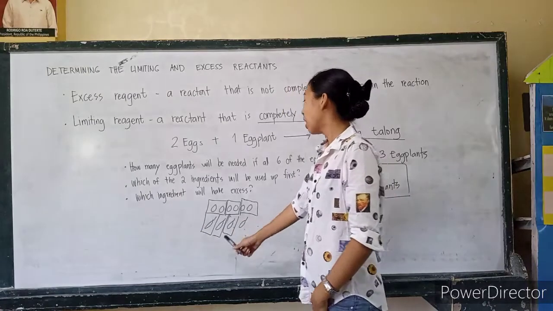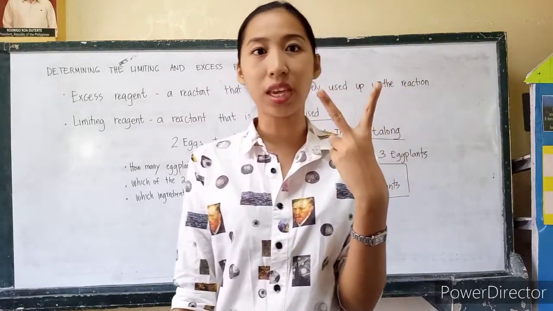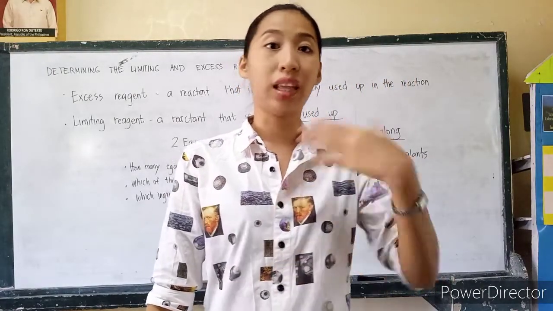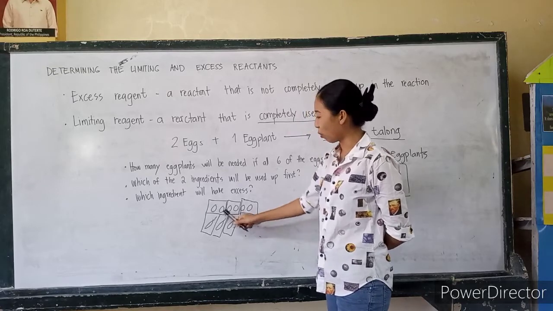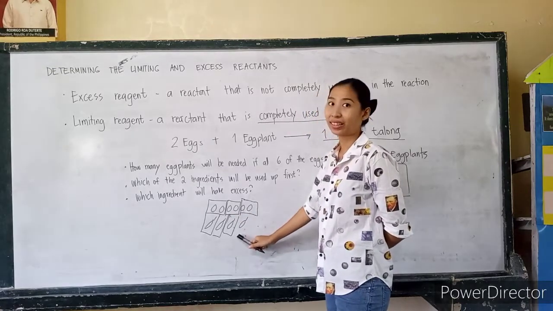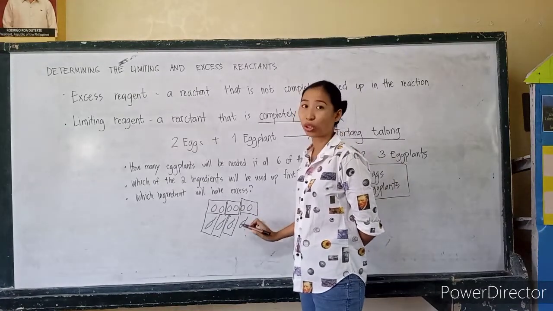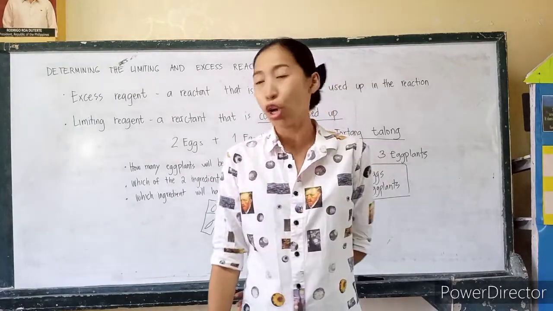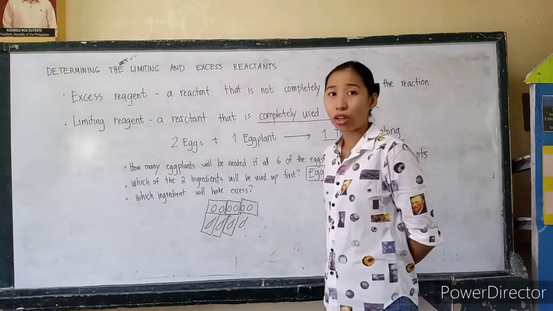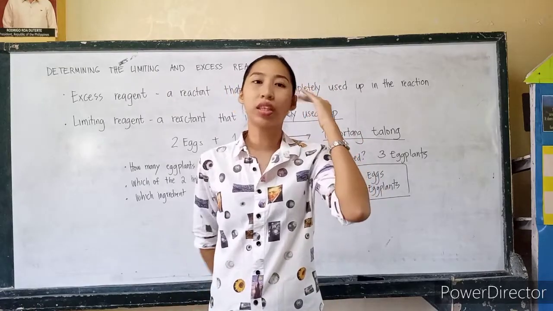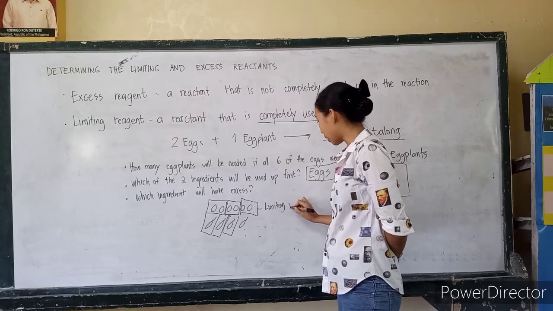Now, which of the 2 ingredients will be used up first? Of the two ingredients, which runs out first, the eggplant or the eggs? The one used up first is your eggs, not the eggplant. That is what limits how many tortang talong you can make. You cannot make tortang talong with only eggplant and no eggs. So therefore, the answer is our eggs. Applying this to our lesson on limiting and excess, your eggs are your limiting reactant.